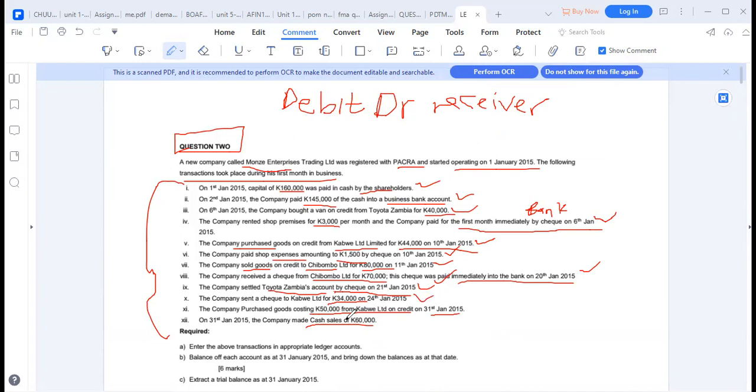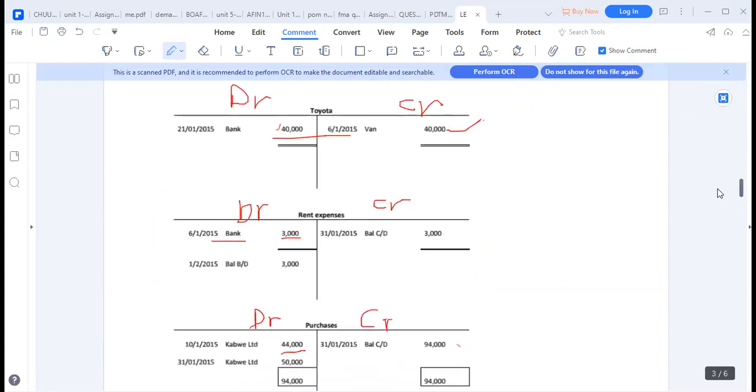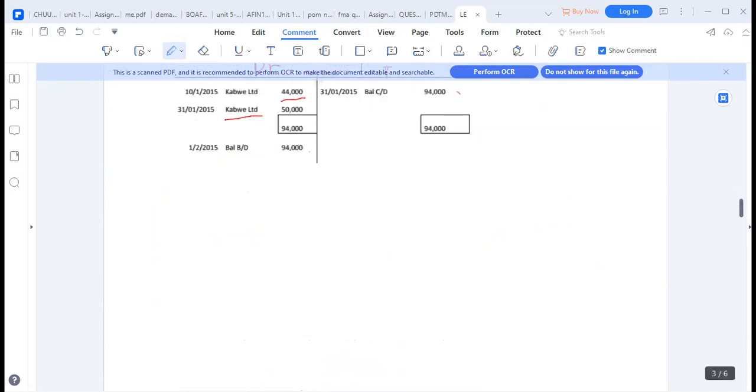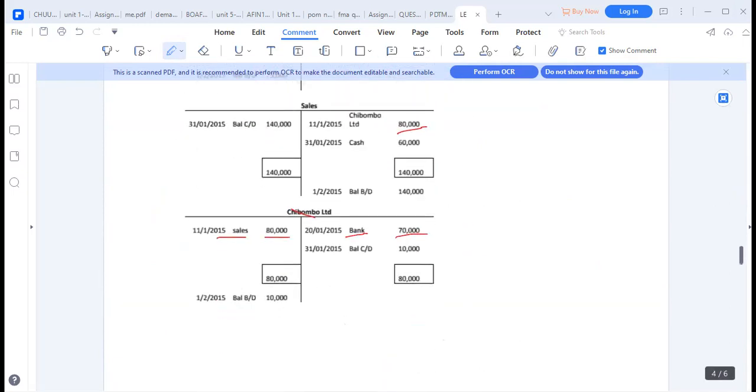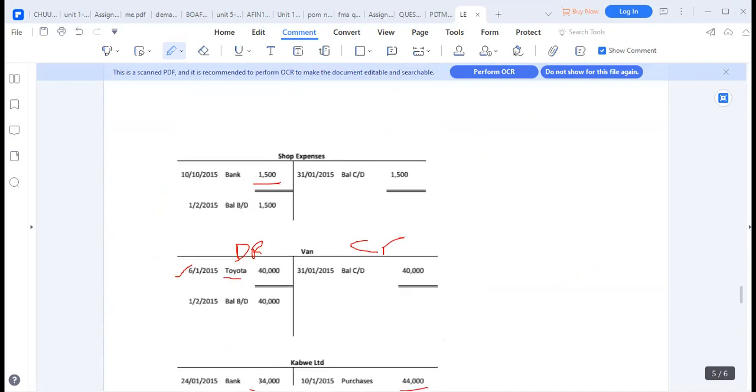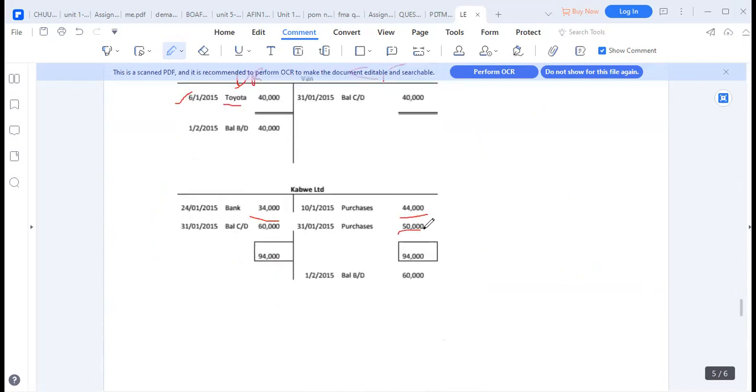The company purchased goods costing 50,000 from Carway on credit again. We bought goods on credit from Carway on the 1st January 2015. So when you go to Carway, the purchases account should receive goods of 50,000 from Carway. So Carway, we need to actually credit because we are receiving from Carway 50,000. So there's a 50,000 there. So this is just about how this double entry system operates.